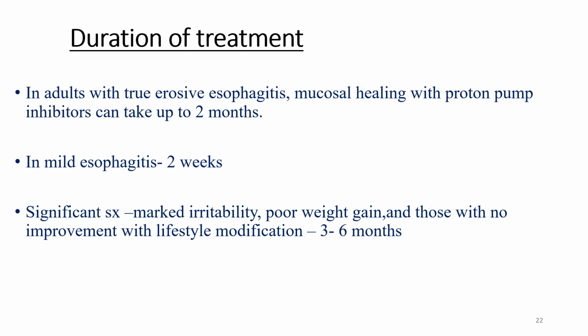Regarding duration of treatment, in adults with true erosive esophagitis, mucosal healing with proton pump inhibitor can take up to 2 months. So for mild esophagitis, we can give for 2 weeks. For those who have severe signs and symptoms, we can give for 3 to 6 months. In addition to proton pump inhibitor, lifestyle modification is very important.